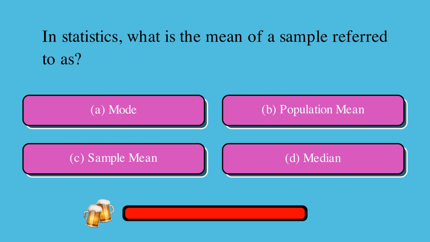In statistics, what is the mean of a sample referred to as? Is it A, mode, B, population mean, C, sample mean, or D, median? The correct answer is C, sample mean.